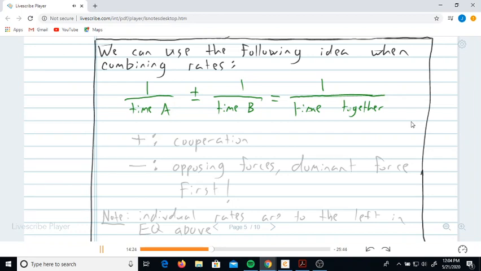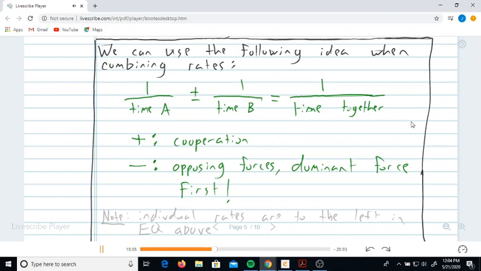Now you might look at the plus or minus here, which begs the question, well, when do you add, when do you subtract? Use addition if the two forces or two people or two operations, whatever they are, are in cooperation. Use subtraction if they are opposing forces. And in the case of subtraction, we have to put the dominant force first. Otherwise, you get negative numbers, and you can't have a negative time value. It doesn't make sense here.